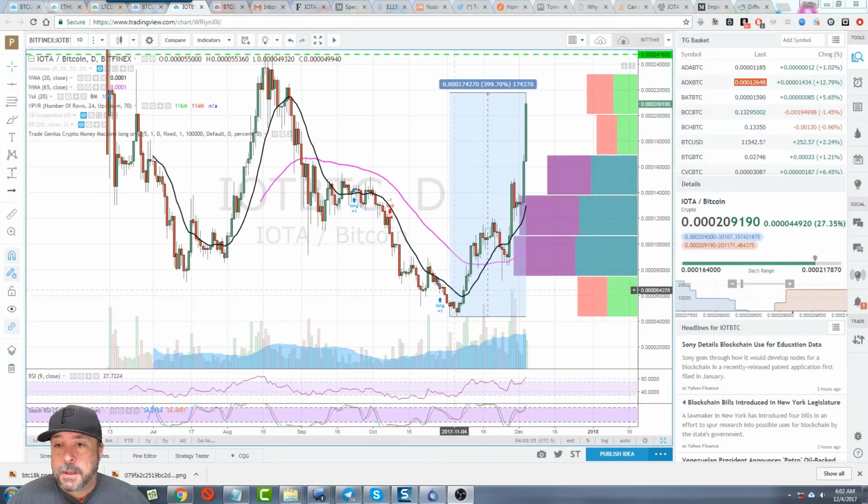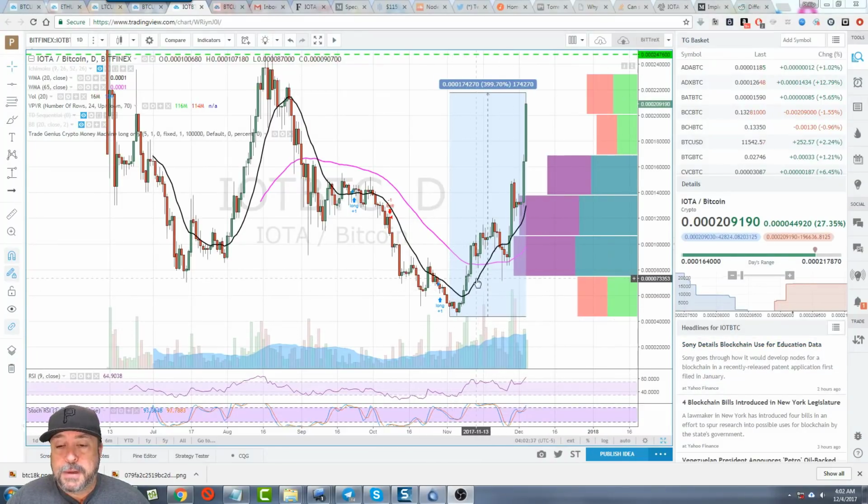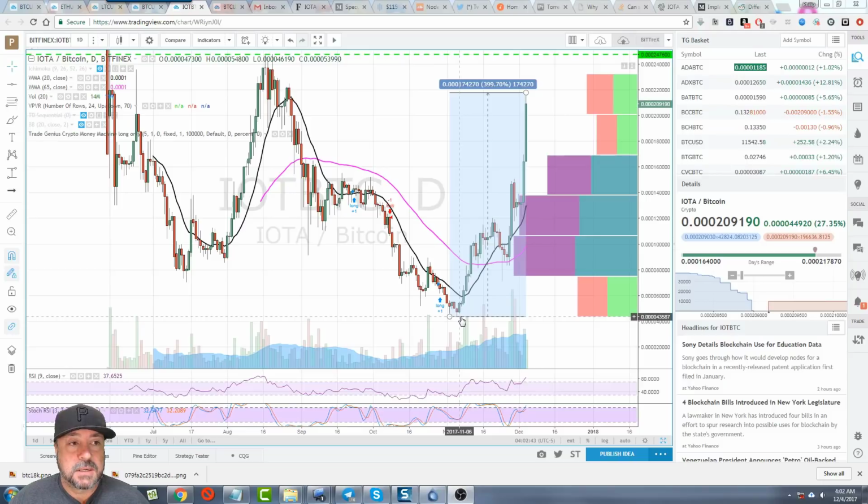Okay, so basically in 30 days, we've gone from 42,861 Satoshis, because this is IOTA in Bitcoin terms, up to 174,270 Satoshis. So almost a 400% move off these lows.